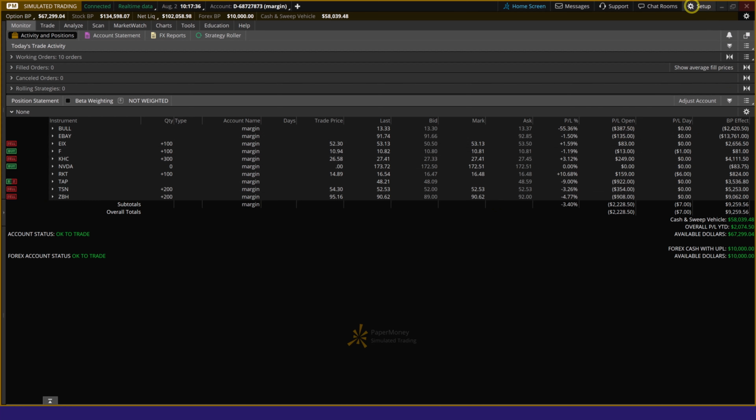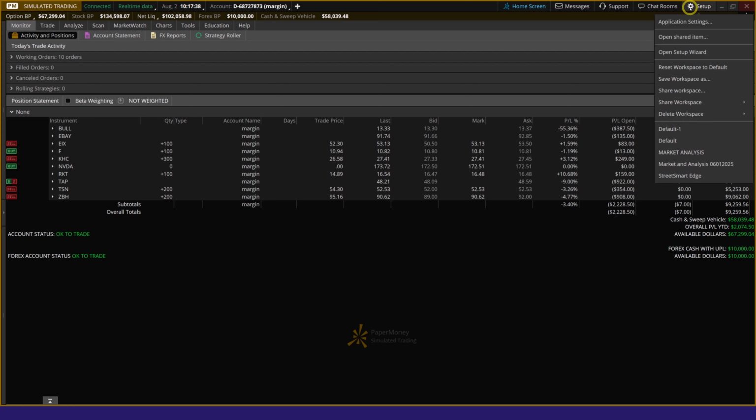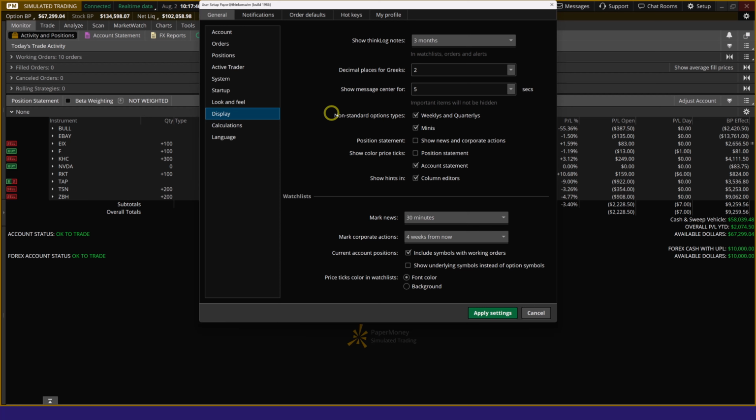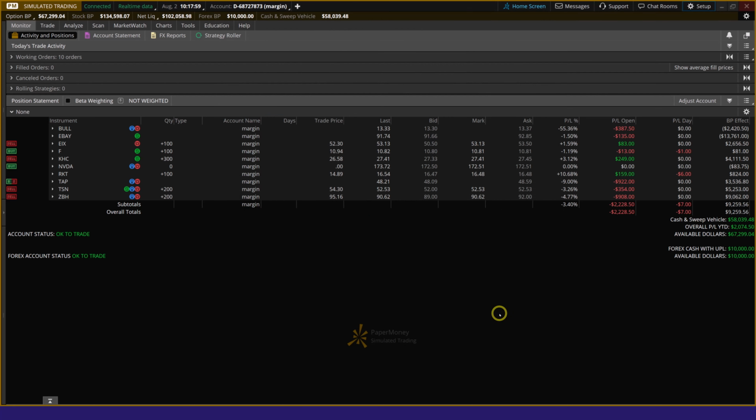We go up to the top of the screen where it says setup. Click that, go to application settings. We go down to display. And inside that display area, we click show news and corporate actions. This is going to show our event icons. And then check the box that says position statement. Now, when we click apply settings, they've been added.